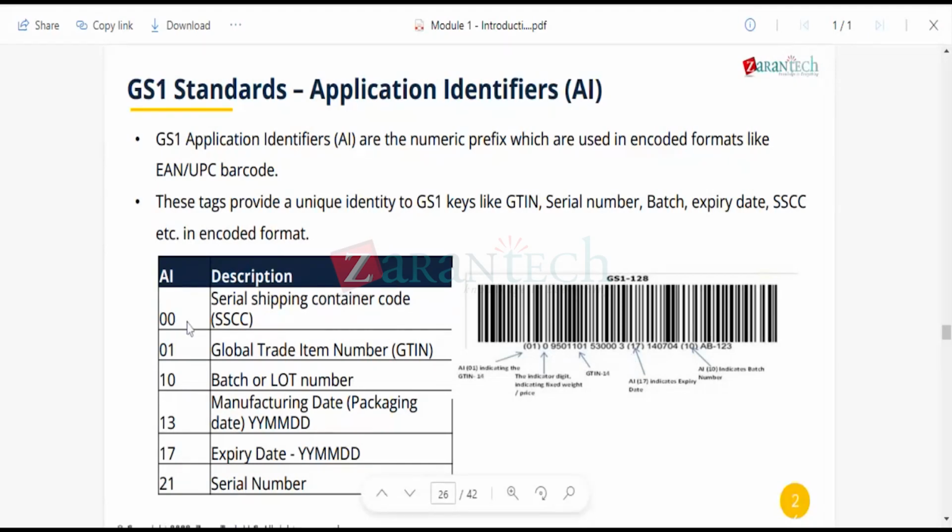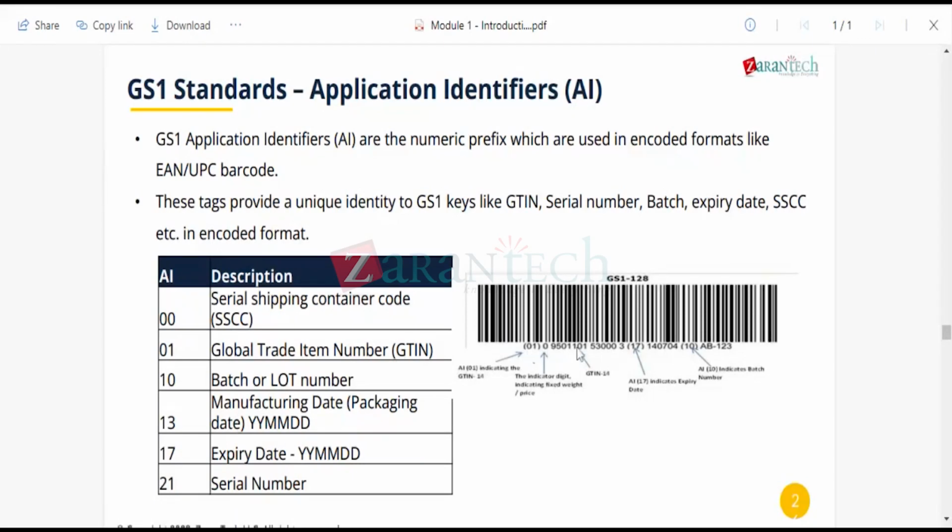So here 00 denotes serial shipping container code. 01 is your global trade item number. 10 is for batch. 13 is for manufacturing date. 17 is for expiry date, and 21 is for serial number.